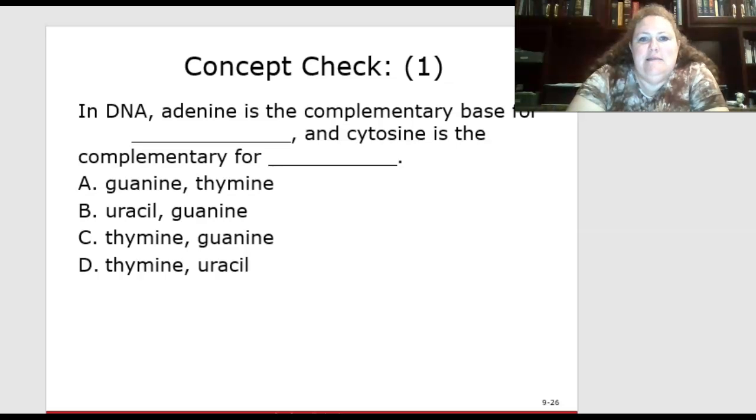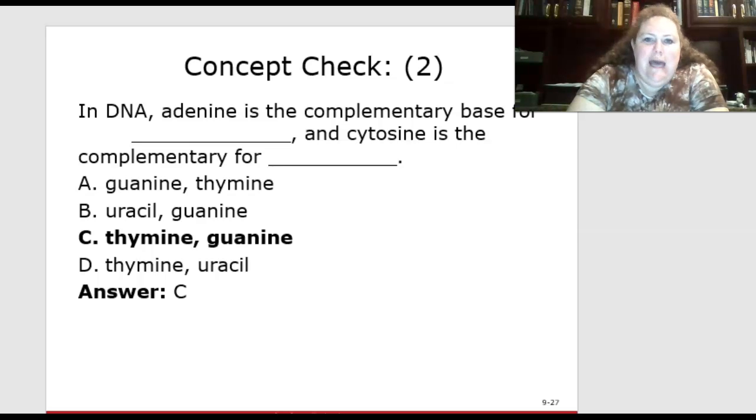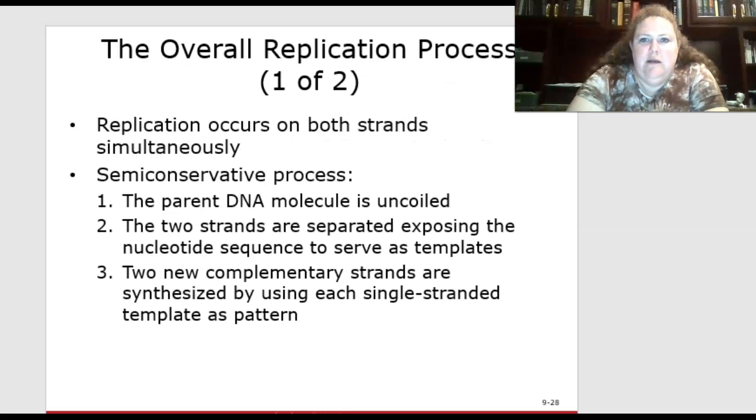So for your first concept check, in DNA, adenine is a complementary base for what, and cytosine is what? So remember that the apples go in the trees and the cars go in the garage. So adenine and thymine, cytosine and guanine would be your correct pair.